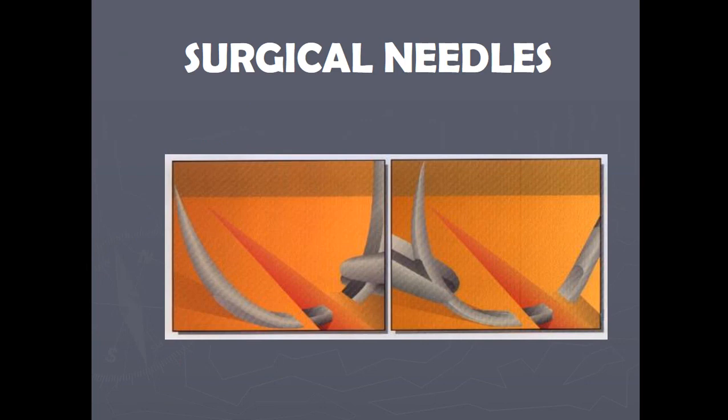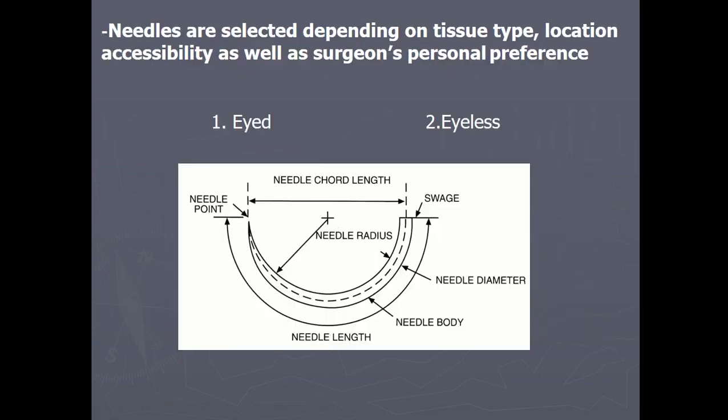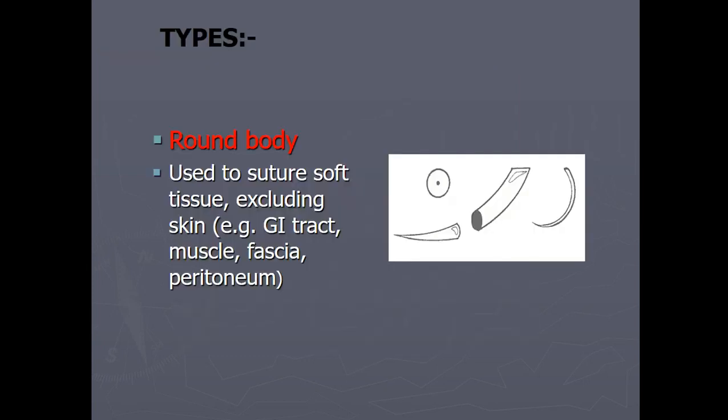Now we will come to the needles, surgical needles. So there are two types, eyed and eyeless. An eyed needle means you have to thread the needle with either cotton, in the olden days, or silk or nylon. But eyeless means the suture is already attached to the needle, so there is no eye.